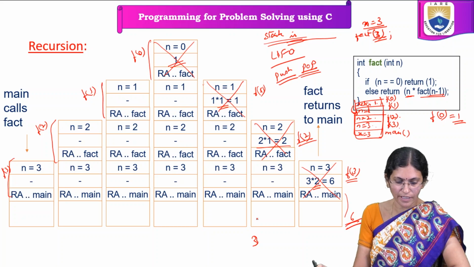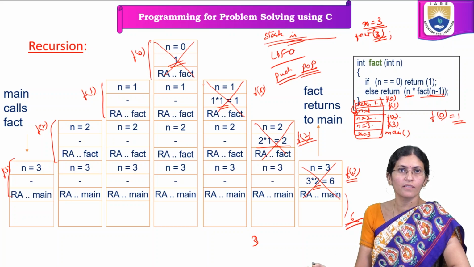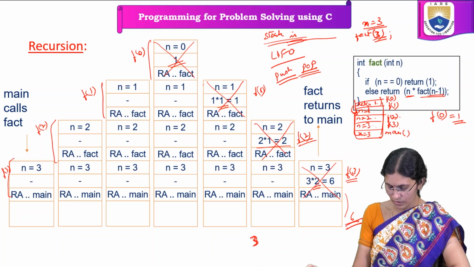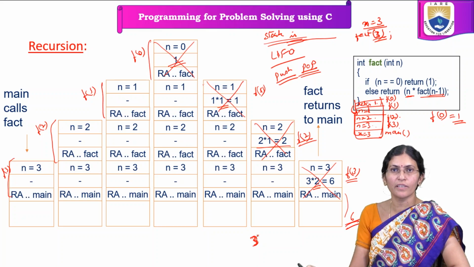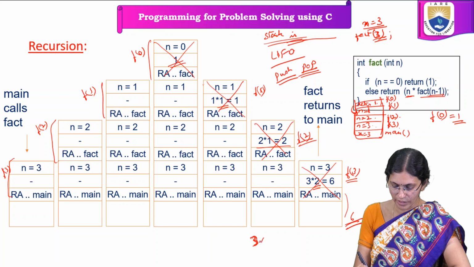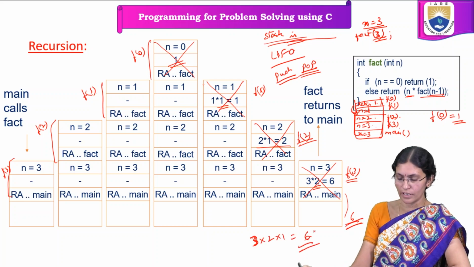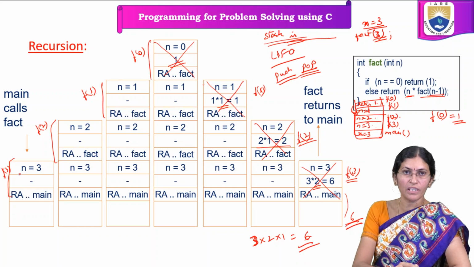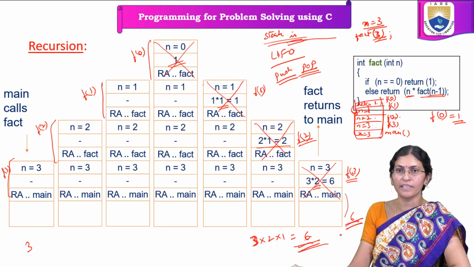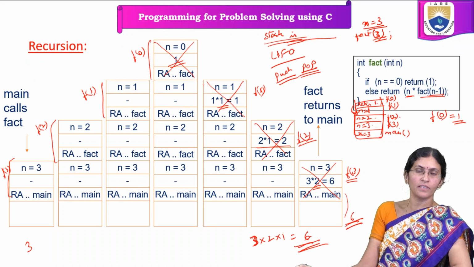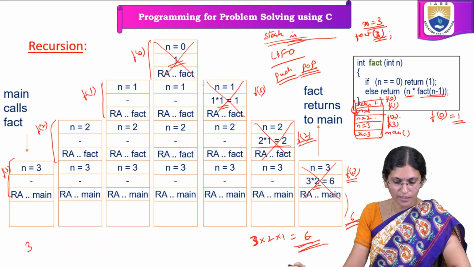This is how we can understand how the function calls are evaluated and how the activation records are maintained in the stack, and how the values are returned in reverse order. So 3 into 2 into 1, 3 2s are 6. So this is the factorial of 3. In the main function we pass 3 as the number, so correspondingly the output we get is 6 for the given program. In this way we can understand recursive functions.